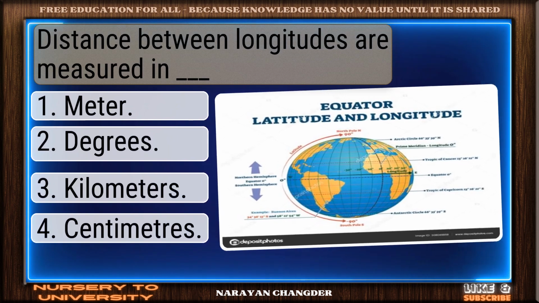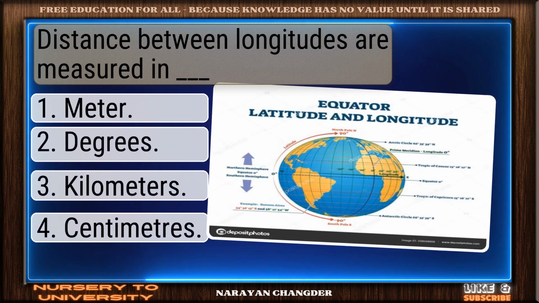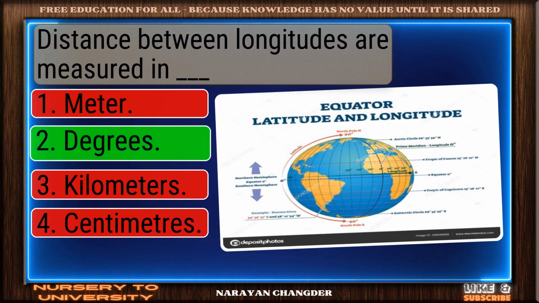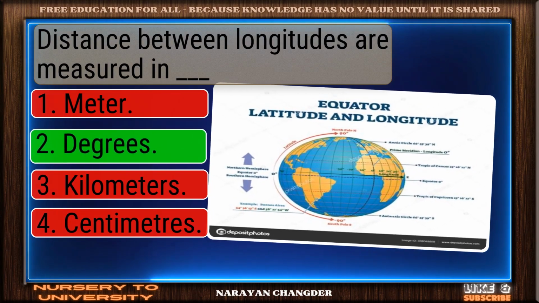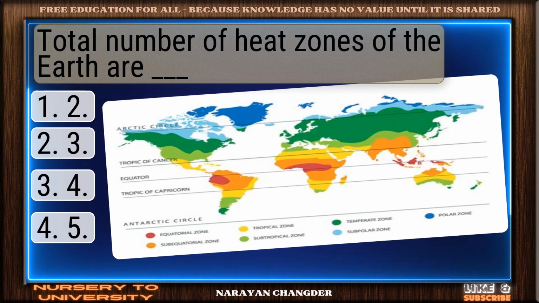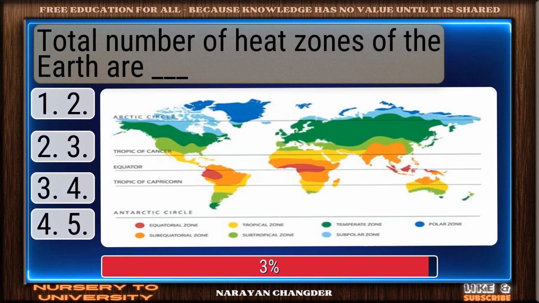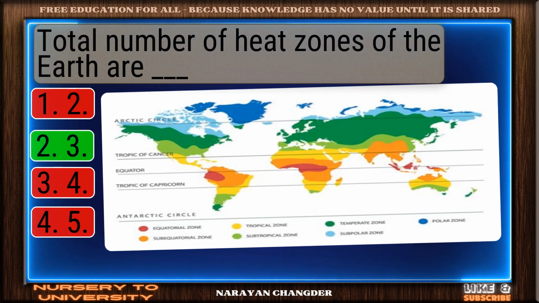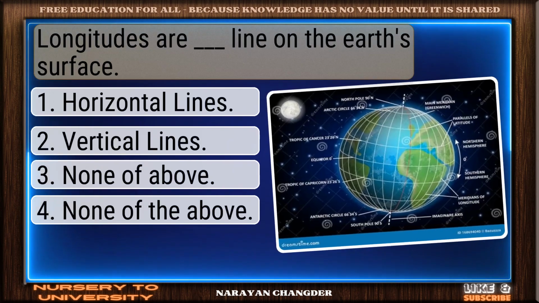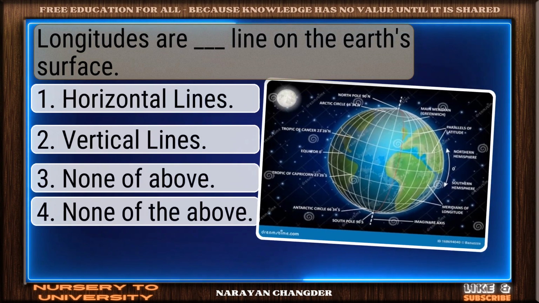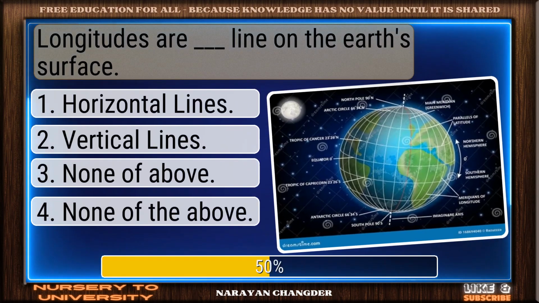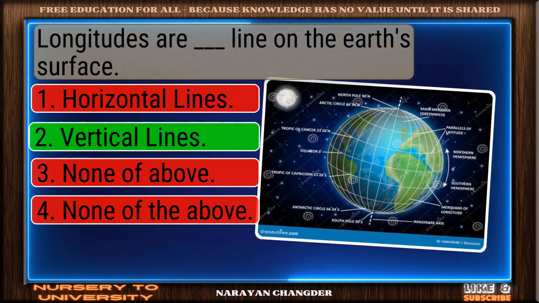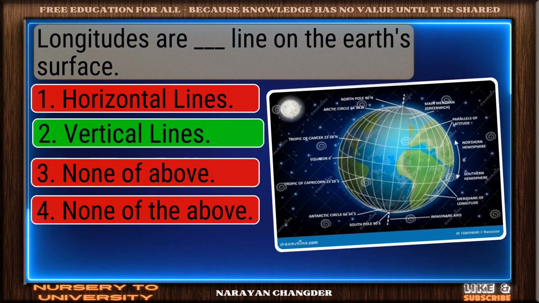Distance between longitudes are measured in dash. You're right. Degrees is the correct answer. Total number of heat zones of the Earth are dash. On track. 3 is the correct answer. Longitudes are dash line on the Earth's surface. Strong choice. Vertical lines is the right answer.